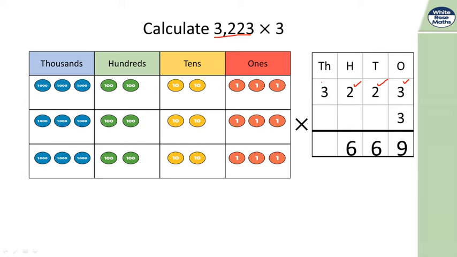Next one, 3 lots of 3,000. Here we've got them, so you can add those together. So 3 add 3 add 3, or you can do 3 times 3,000, which we know is 9,000, because 3 times 3 is 9. So the answer to 3,223 times 3 is 9,669. So we're just showing you once again those 2 different ways that you can think about these questions.